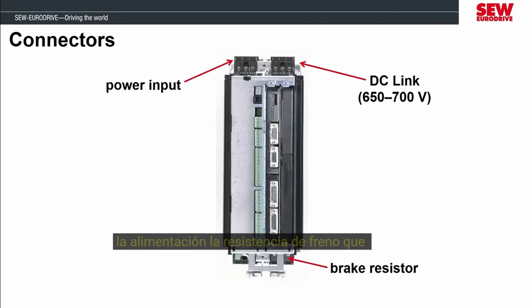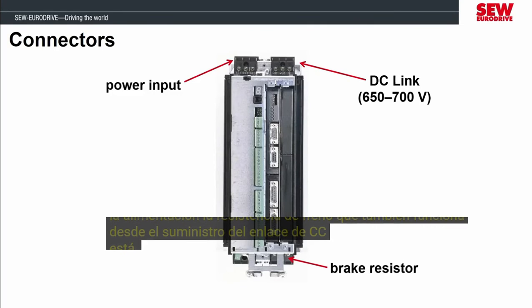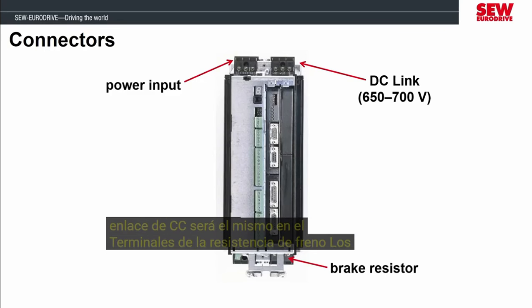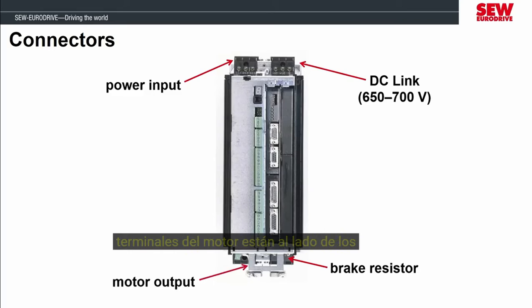The brake resistor, which also operates from the DC link supply, is underneath the MOVIDRIVE, so the voltage you measure at the DC link will be the same at the brake resistor terminals. The motor terminals are beside the brake resistor terminals.